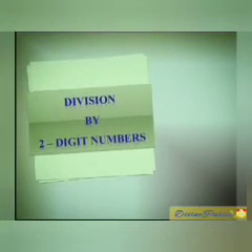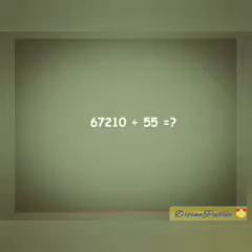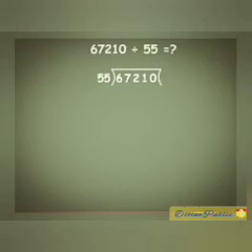Now division by 2-digit numbers. Divide 67,210 by 55. Students, in this division we have to start from the 10,000s place. Look, firstly we will divide 67. As we know, 55 multiplied by 1 equal to 55, so we write 1 in the thousands place of the quotient and 55 below the 67, and then subtract 55 from the 67, which is equal to 12.